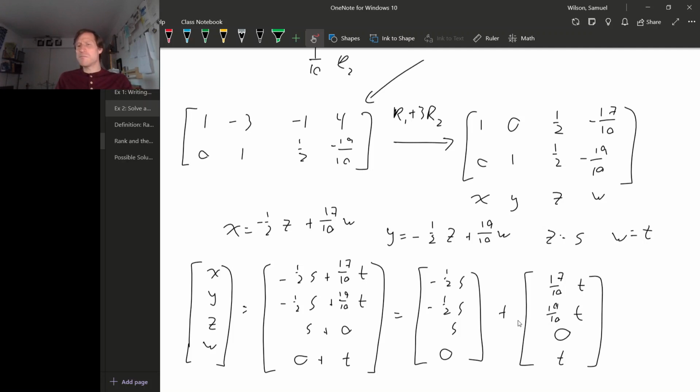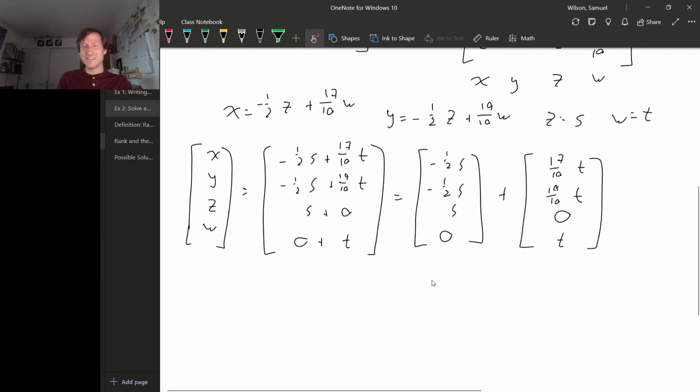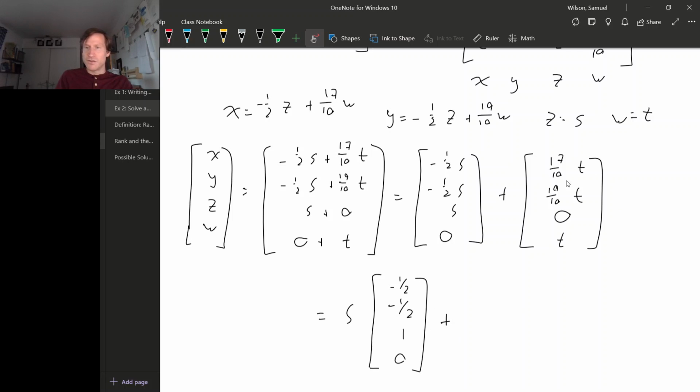By splitting it up this way, every coordinate in this first vector has an S in it, so we can move that S outside. So this is S times the vector minus 1/2, minus 1/2, 1, 0. And then for the second piece, we can move the T outside. So T, scalar product with the vector 17 over 10, 19 over 10, 0, 1.